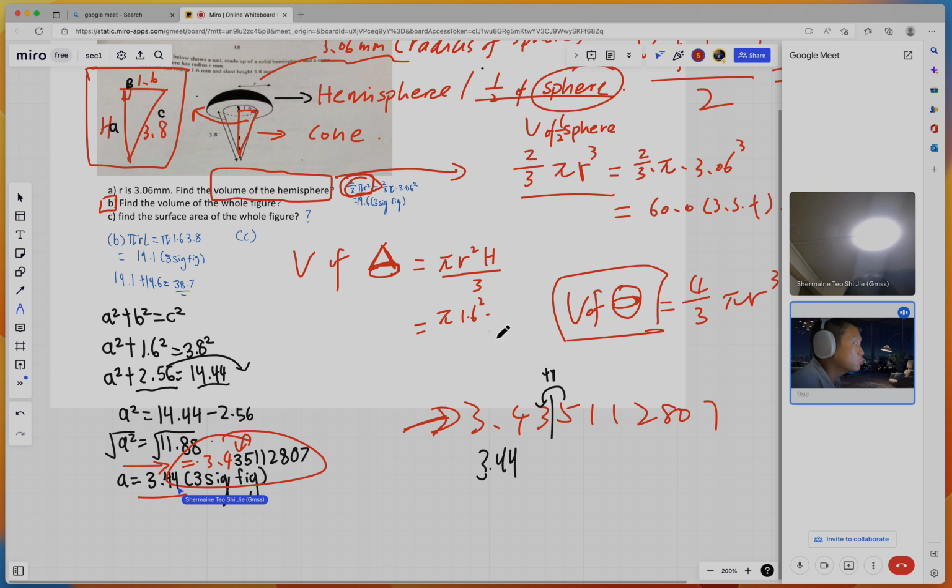When it comes to the h, you need to use the original answer, which is here. So when you write the h, you don't write 3.44. You don't use the rounded off answer. You use the original, 3.4351128. Understand? Then after that, over 3, and this will give you the volume of the cone.